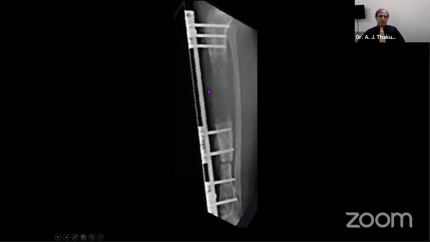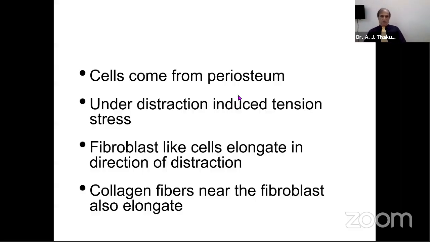Most of the cells come from the periosteum or from the blood vessels. Multipotent cells are recruited, which then turn into fibroblasts, then later into osteoblasts. And when abundant callus is formed, they turn into osteocytes and live there for good. So cells come from the periosteum under distraction-induced tension.